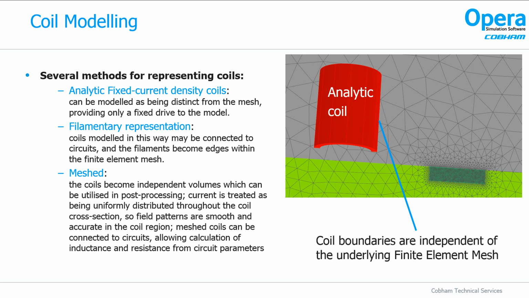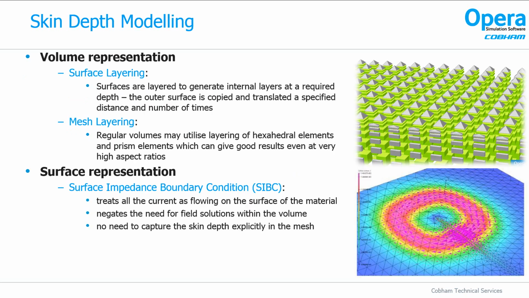The conductors don't form part of the mesh in the solution, hence models can be easier to define, but post-processing may be more challenging, requiring derivations from flux linkage calculations rather than utilizing readily accessible circuit parameters. Alternately, we can use a filamentary representation or fully mesh the coil.